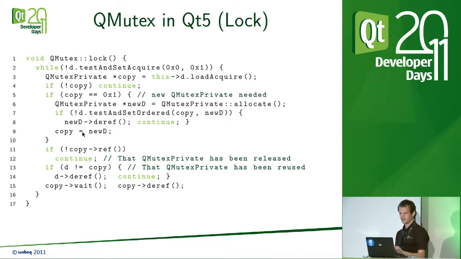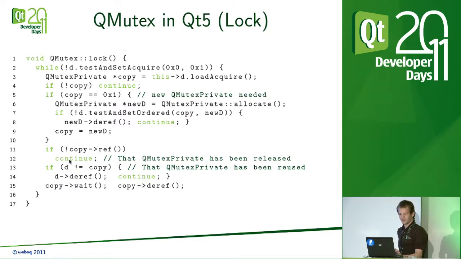So if this succeeds, so if copy is really a mutex private, we're going to try to reference it. If the reference count was 0, so if this returns false, it means the other thread has unlocked the mutex. So the mutex private is not used at the moment. So we can continue. We retry.